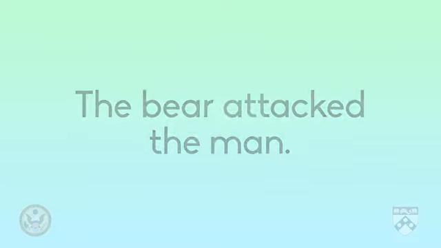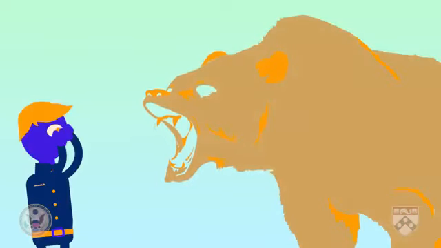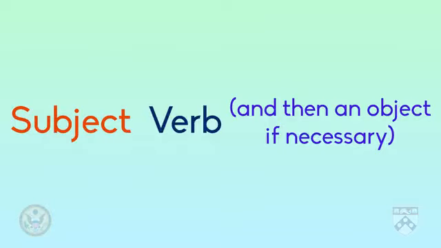In this sentence, it's clear that the bear was the one in the sentence who attacked, and the man is the victim. The structure of an active sentence is subject, followed by verb, and then an object if necessary.